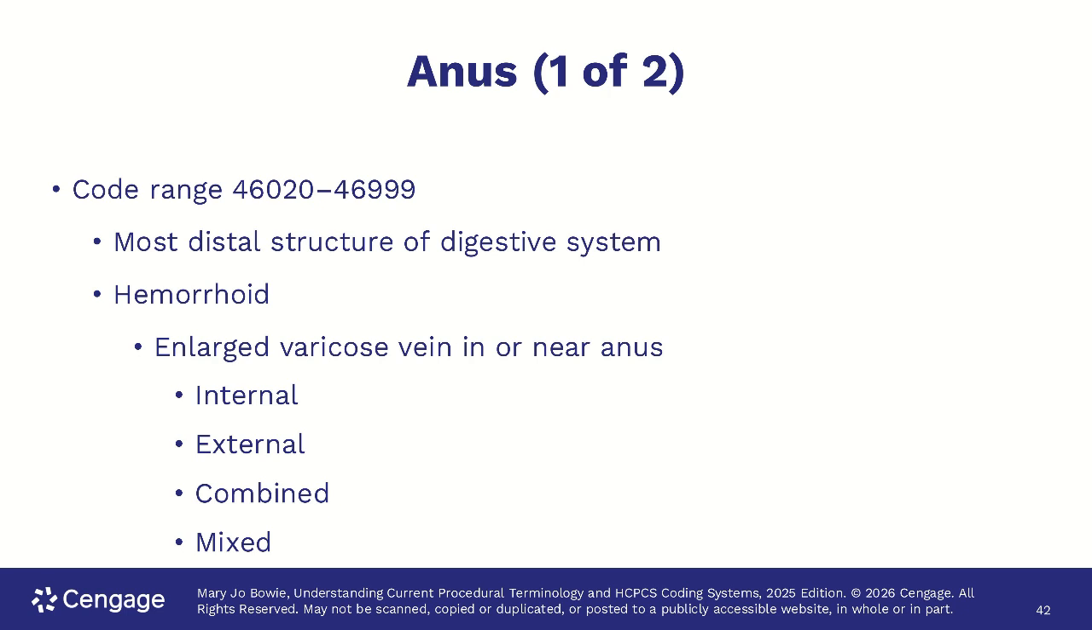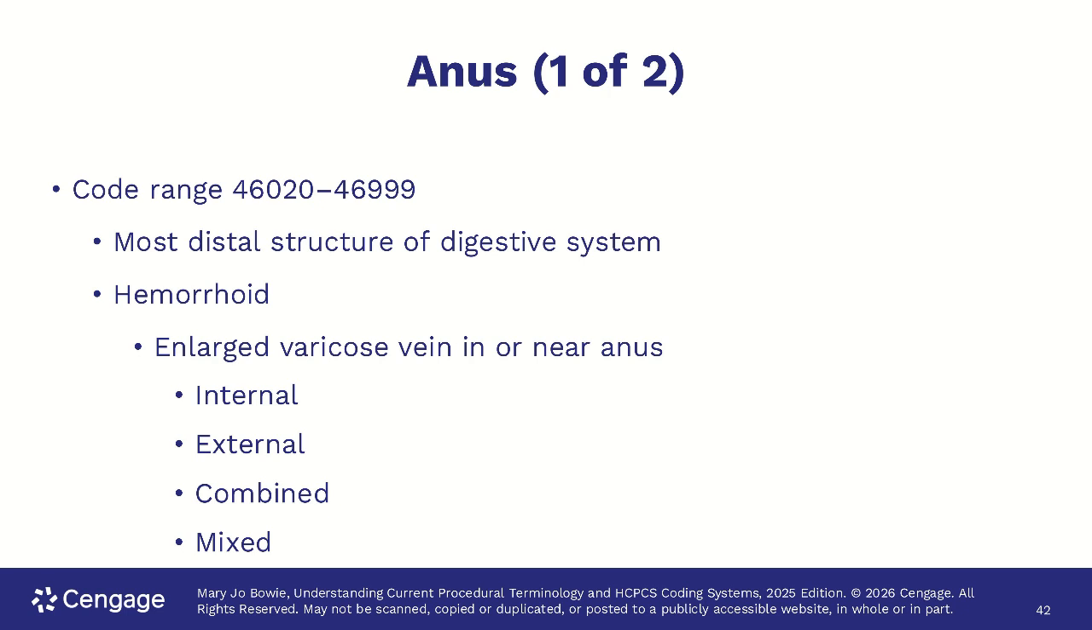All right, anus, the most distal structure in the digestive system. Remember medical terminology, you learn proximal and distal. So important here. So, hemorrhoid is a procedure that is performed. Hemorrhoid is an enlarged varicose vein in or near the anus. Understanding terminology and the types of complications of hemorrhoids is important. Hemorrhoid types can be internal, external, or combined or mixed. Internal hemorrhoids are located near the superior vein.